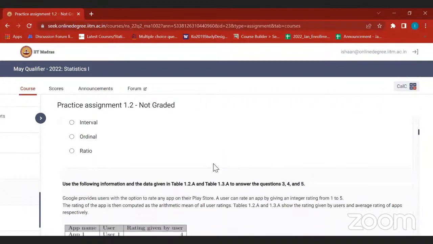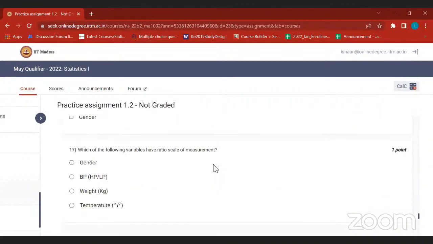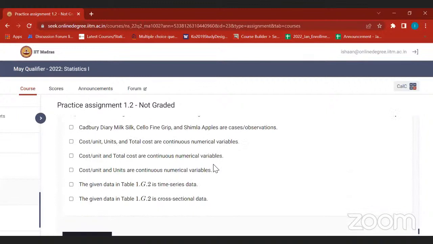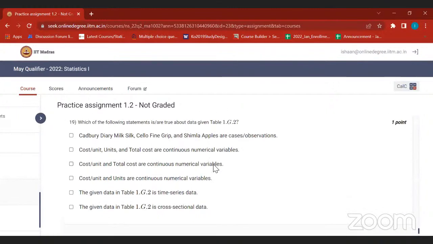Yes, sir. Question number 19, I have a doubt. Sir, one question. Sir, in this marks section, only graded assignments will be calculated? Practice assignments have some bonus marks in it.